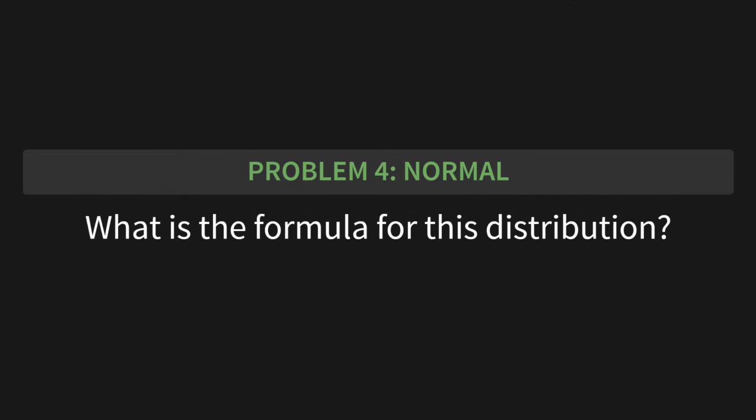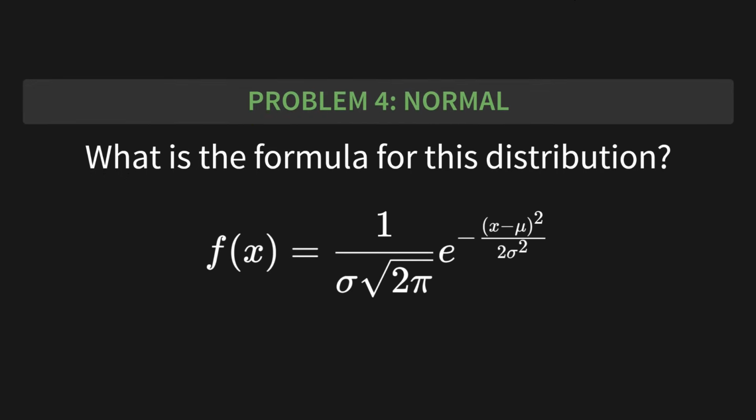What's the formula for the normal distribution? F of x equals 1 over sigma root 2 pi times e to the negative x minus mu squared over 2 sigma squared.